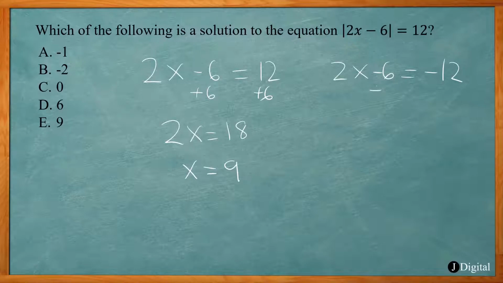Do the same thing over here. Add 6 to both sides. So you get 2x equals negative 6. Divide both sides by 2. You get x equals negative 3. Again, you choose the one that appears in your answer choices. In this case, it's going to be 9.